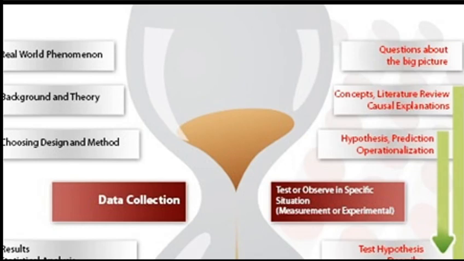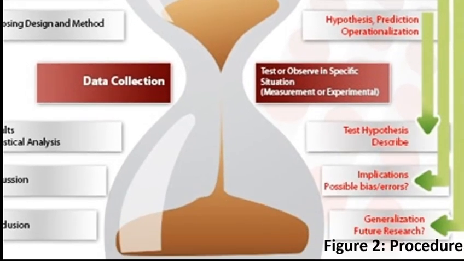Now, once information is acquired regarding the problem that is to be solved, then we move on to formulation of hypothesis, prediction, and operationalization of research process. Once a hypothesis has been conceived, we need to collect the relevant data based on a specific situation or purpose of use.